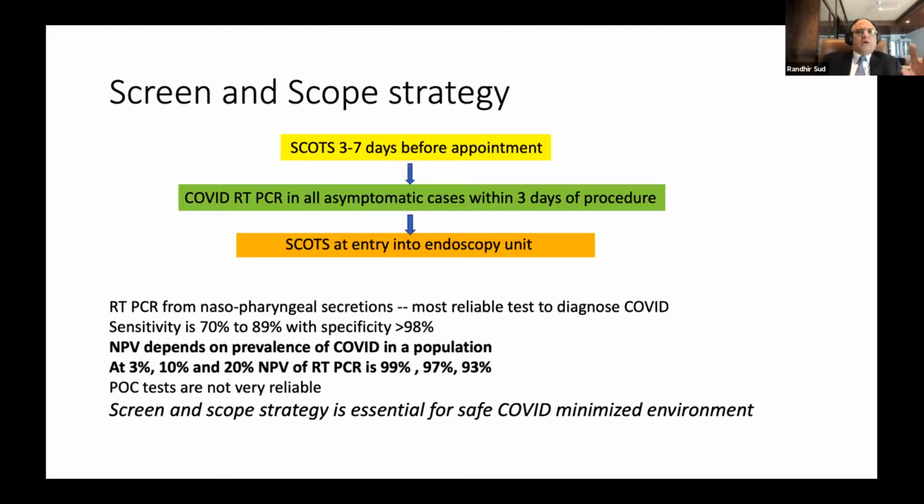And let me tell you, in spite of the hype of very high numbers of asymptomatic patients, the data proves that not more than 20% of patients are actually asymptomatic if followed up for a subsequent 1 week or 10 days. The screen and scope strategy is essential for a safe COVID-minimized environment.